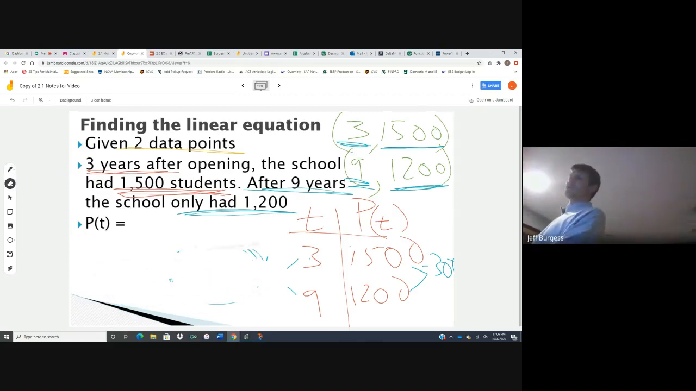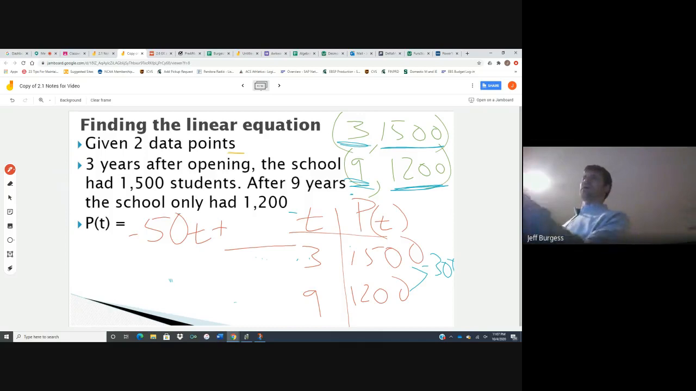And now obviously we're going to quickly find my y-intercept. So I've got P of t equals negative 50t plus, now I have to find the number of students when I do that. So I'm going to do a table. I sort of like doing a table, but you can obviously plug in a point to do that. If I work backwards and I want to find it at the beginning, I would have to go from 3 years, 2 years, 1 year, and then 0.